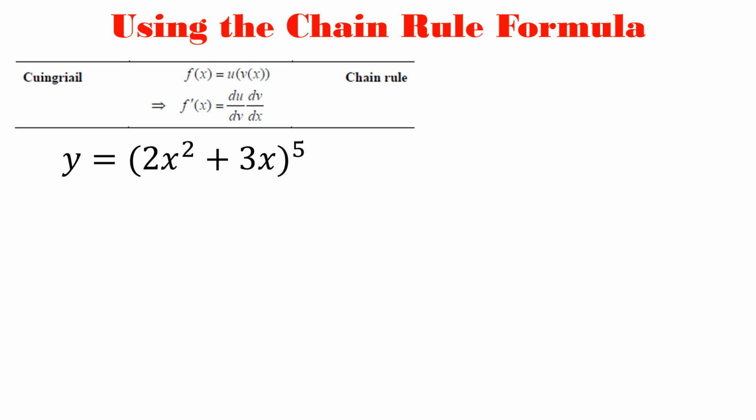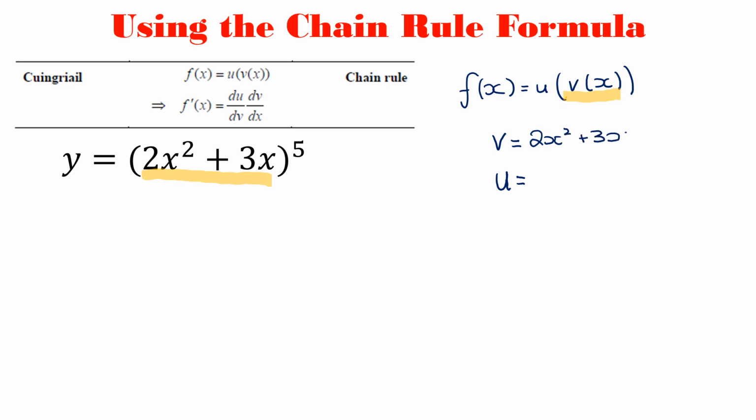So here's an example: y equals (2x squared plus 3x) to the power of 5. The formula in our log table is f of x is equal to u after v of x. So we're going to define two parts. We have a v and we have a u. v is our inner function, which is going to match here. So our v is going to be 2x squared plus 3x.